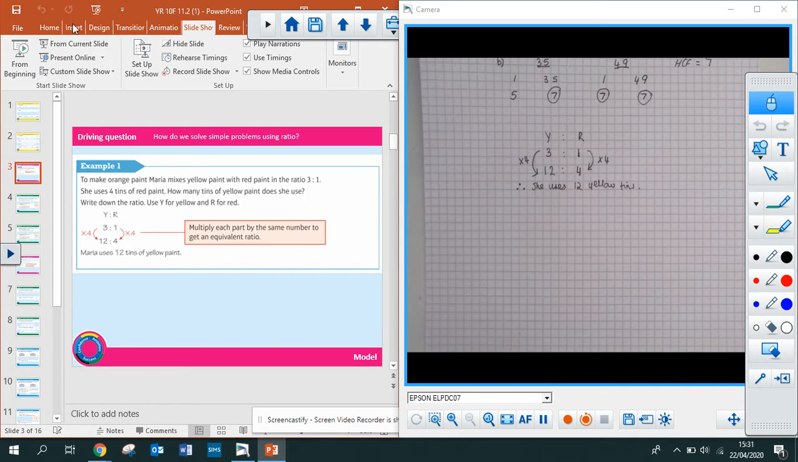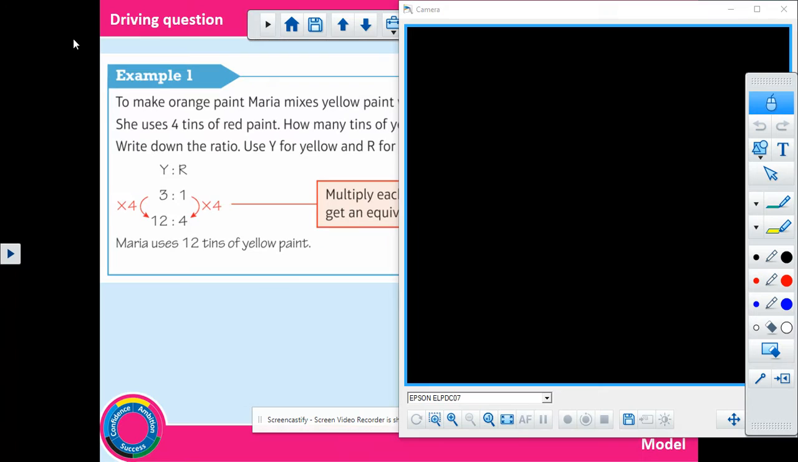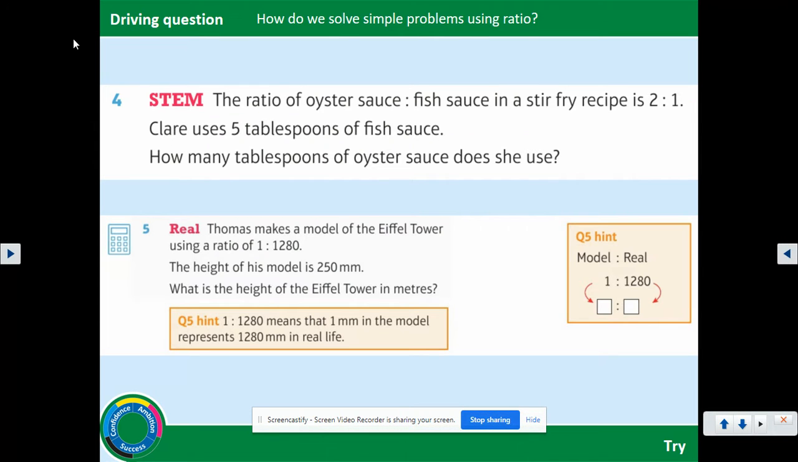Okay, so back to the slides. If you could now please have a go at the 2 questions on the screen, not on the board. And for question 4, no calculator please. And question 5, you can use a calculator. So please pause the video and then come back once you've finished and you're ready to go through the solution.